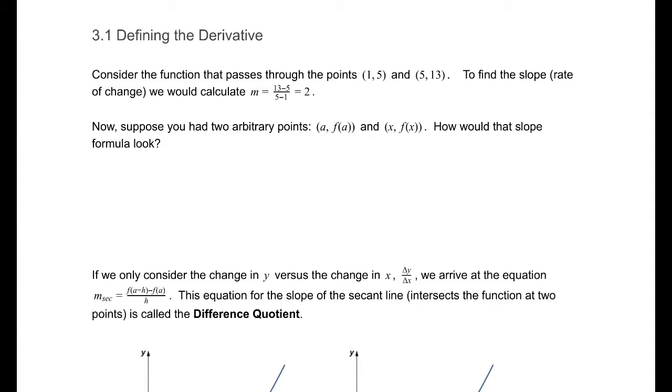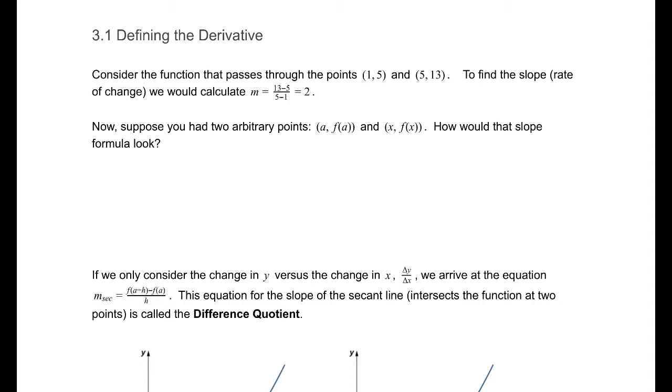Let's unpack this. Consider the function that passes through the points (1, 5) and (5, 13). To find the slope, or the rate of change, we would calculate m equals y2 minus y1 divided by x2 minus x1, and we would get 2. So the slope between those two points is 2.